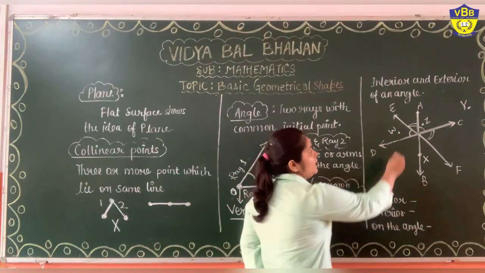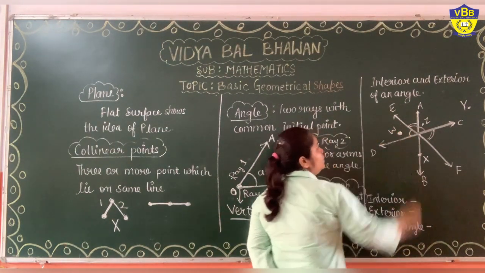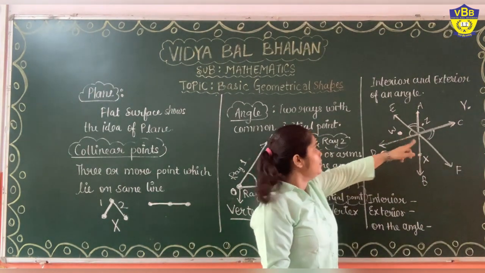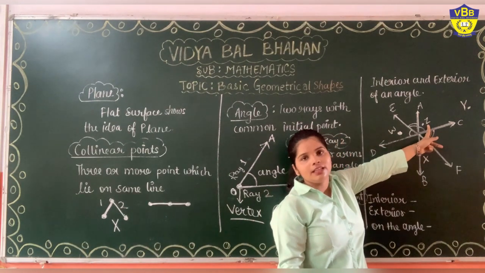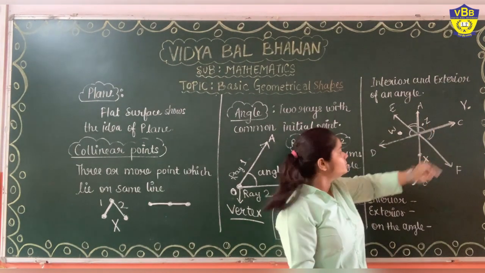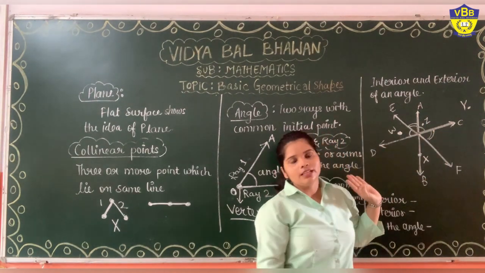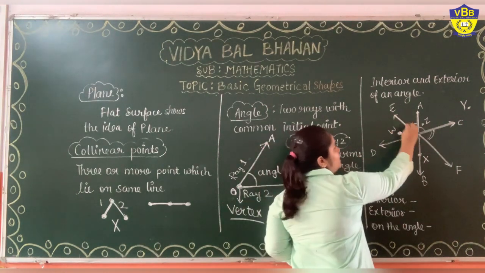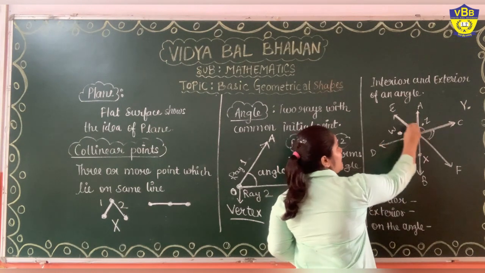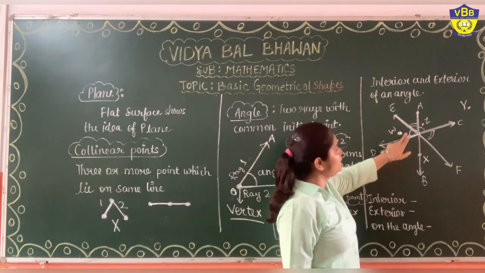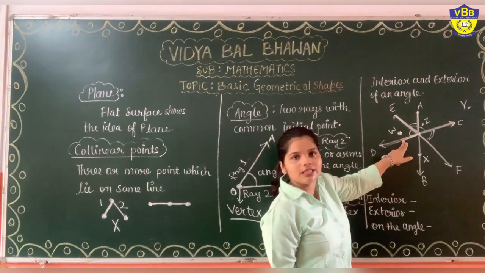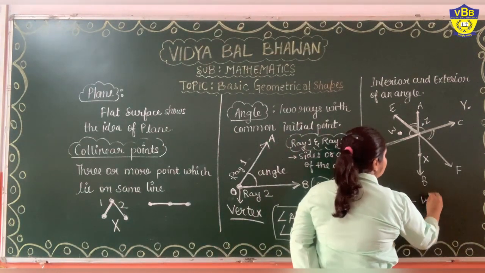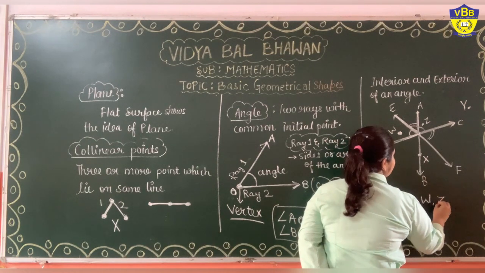You can see point W is written inside the angle. This point Z is written inside the angle. Any other point written inside the angle? This is the angle here, and W is written in the interior of it, inside of it. So what are the interior points? W and Z.